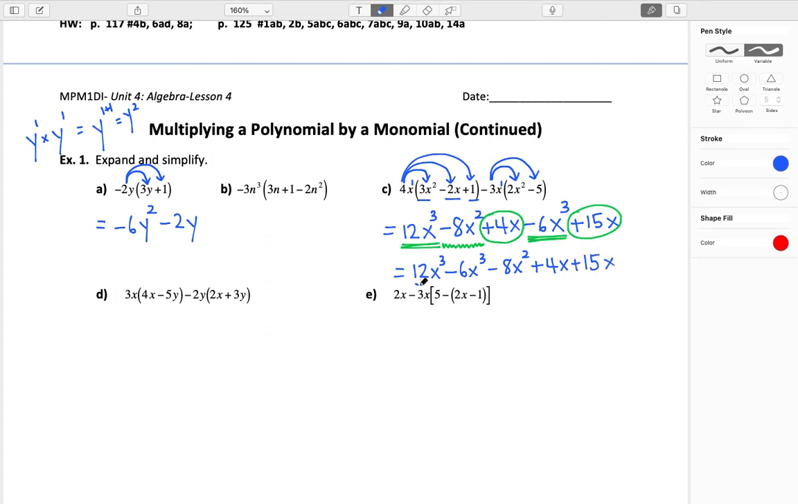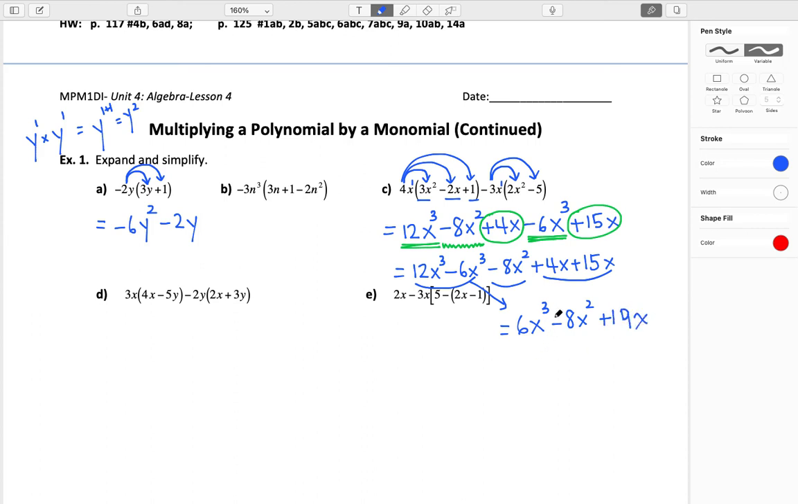Okay, so now these two, when simplified, give me 6x cubed. The variable stays the same. And then negative 8x squared just comes down. There's no like term. And then positive 4 plus 15 is going to give me 19x.